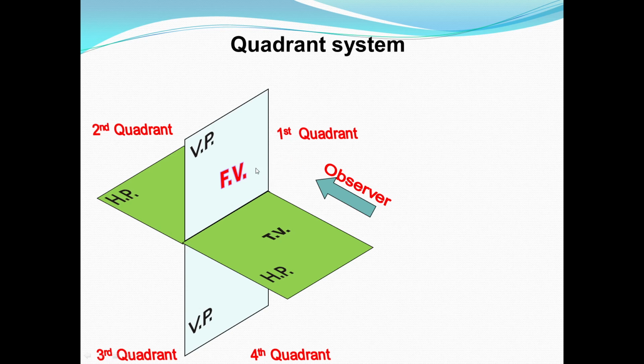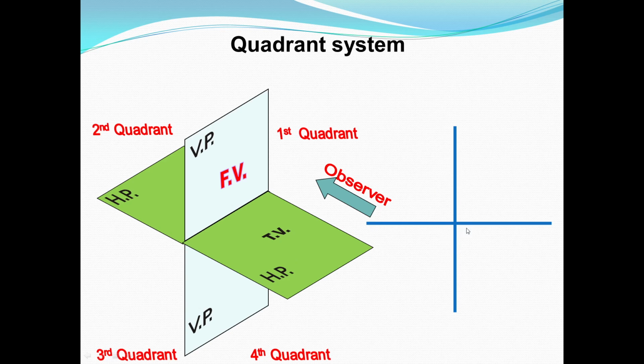Object in the second quadrant means, so this is the object in the second quadrant, above the HP behind the VP. Object in the third quadrant, that is below the HP behind the VP. And object in the fourth quadrant, below the HP in front of the VP.